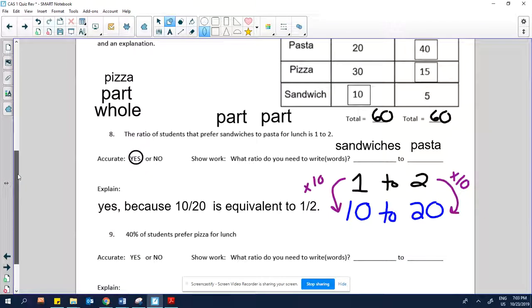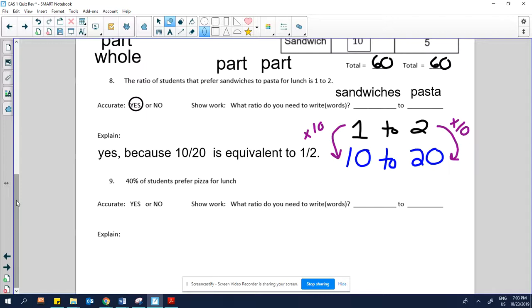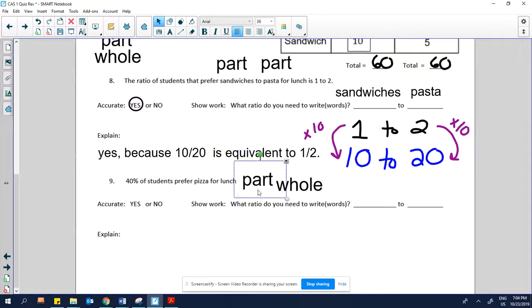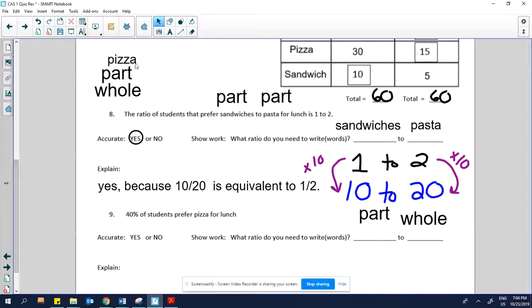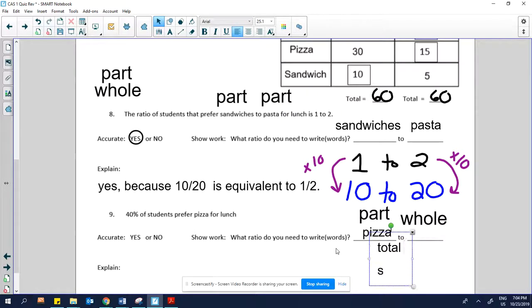Okay, next one. If I go fast, you can just pause the video, rewind it. That's totally fine. 40% of all the students prefer pizza for lunch. Is that part to part or part to whole? Hopefully you know that that is a part to whole situation because we are doing pizza to all the students. So we need the pizza to students as a whole, total students.